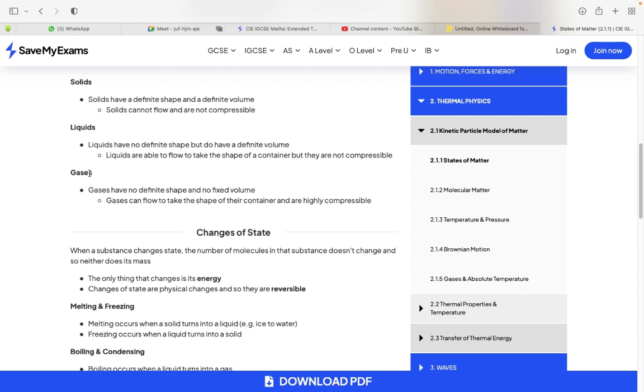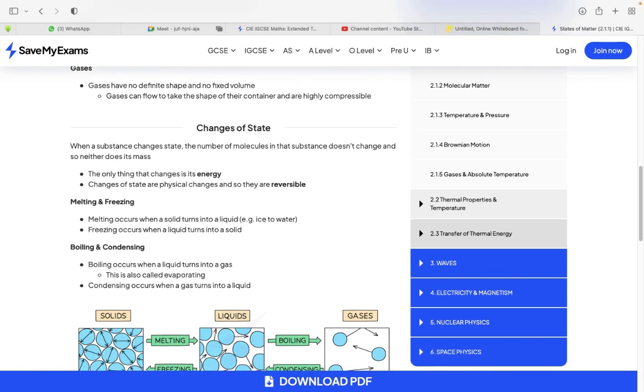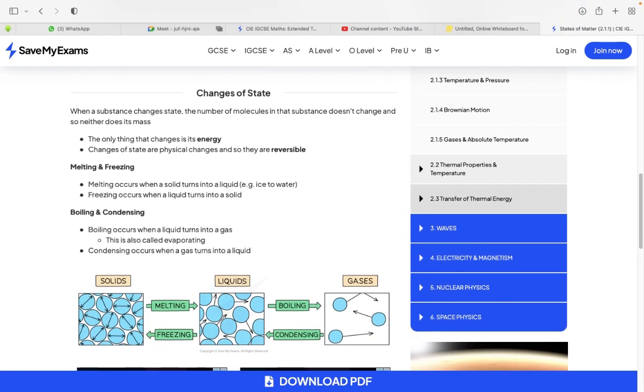Now let's go to change of state as quickly as we can. When a substance changes its state, the number of molecules in that substance does not change. The molecule itself remains the same, it's only that the distances between particles have changed.